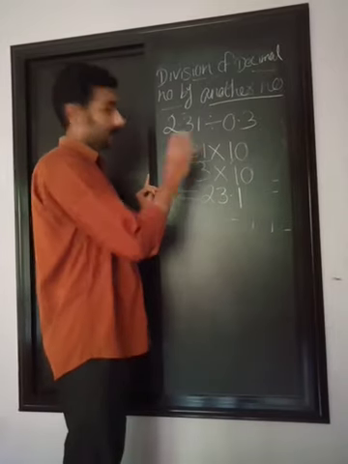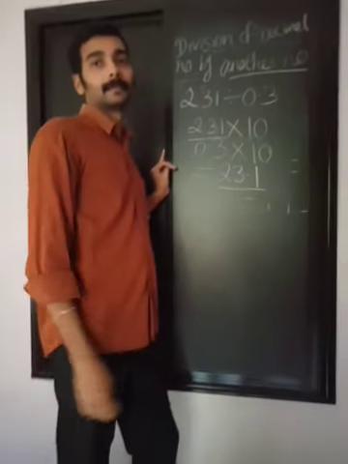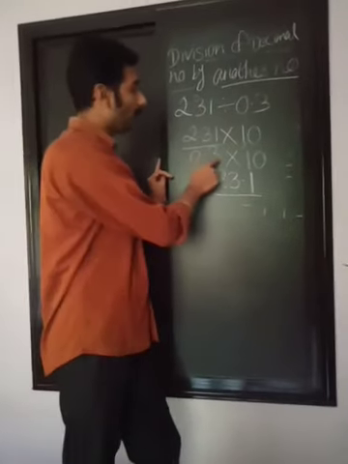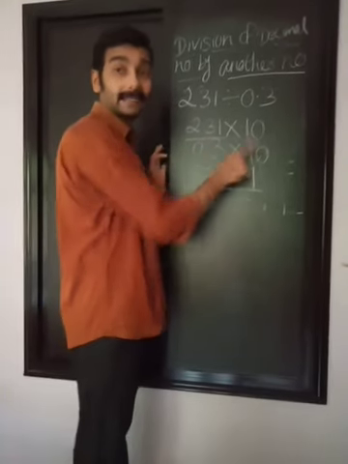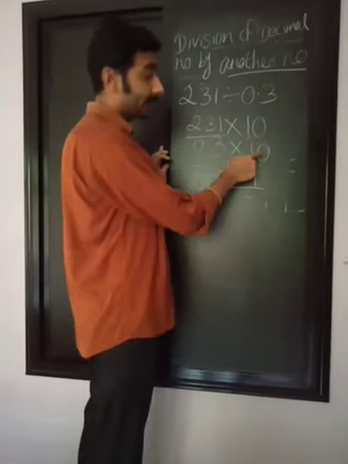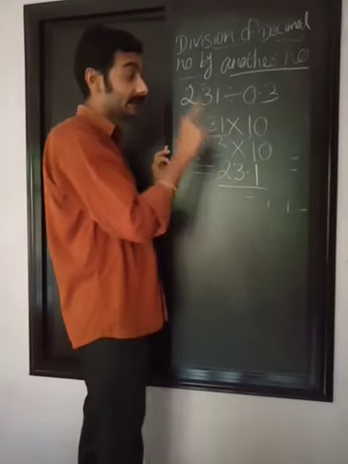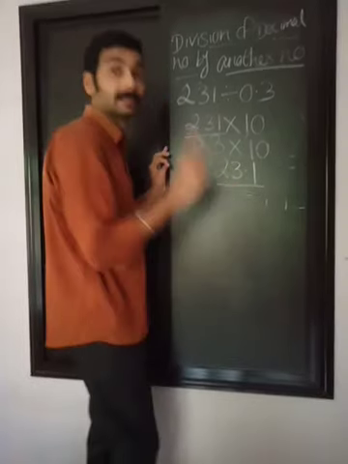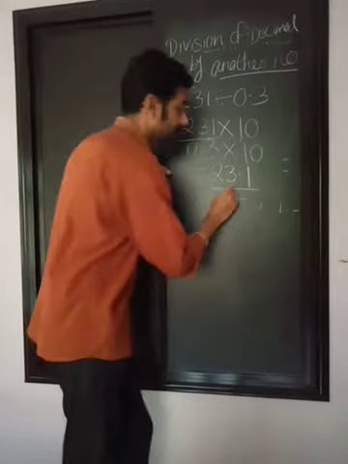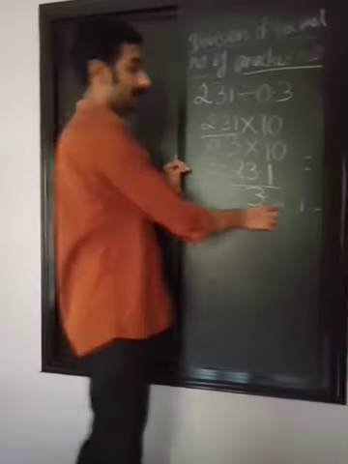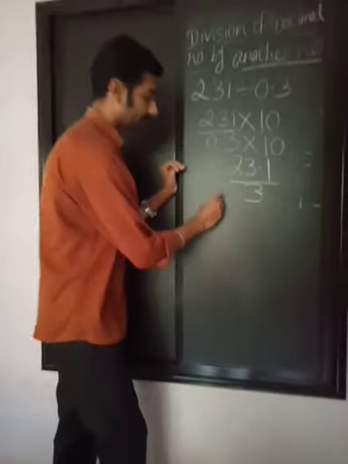Okay, then 23.1 divided by 0.3 into 10. 3 into 10 is 30. But this is one decimal. That is, 30 can be changed into 3.0. 3.0 means 3.